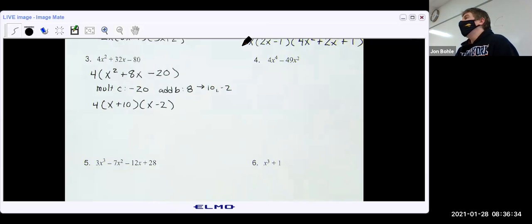A good helpful thing here is to try to figure out the numbers that multiply first, and then the adding part will figure itself out. Questions on 3?